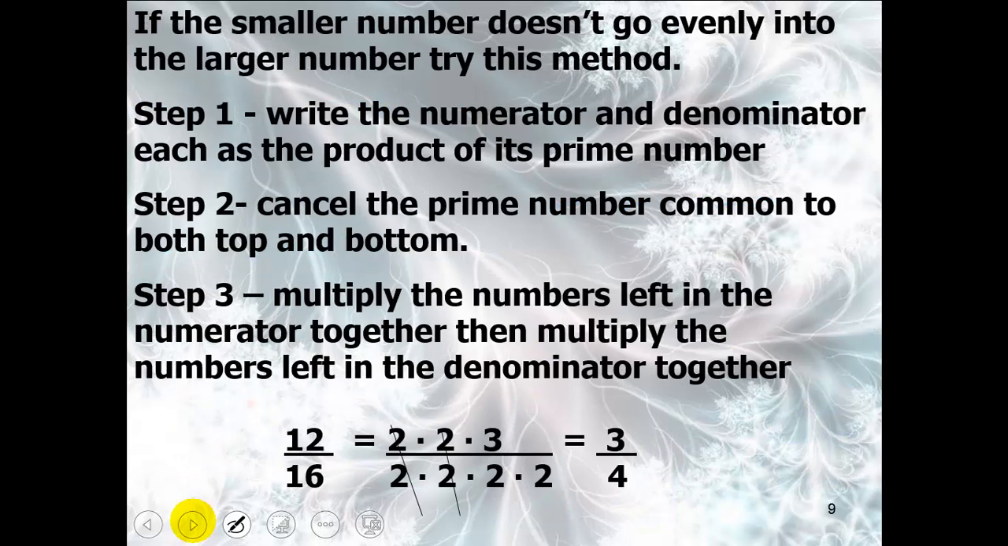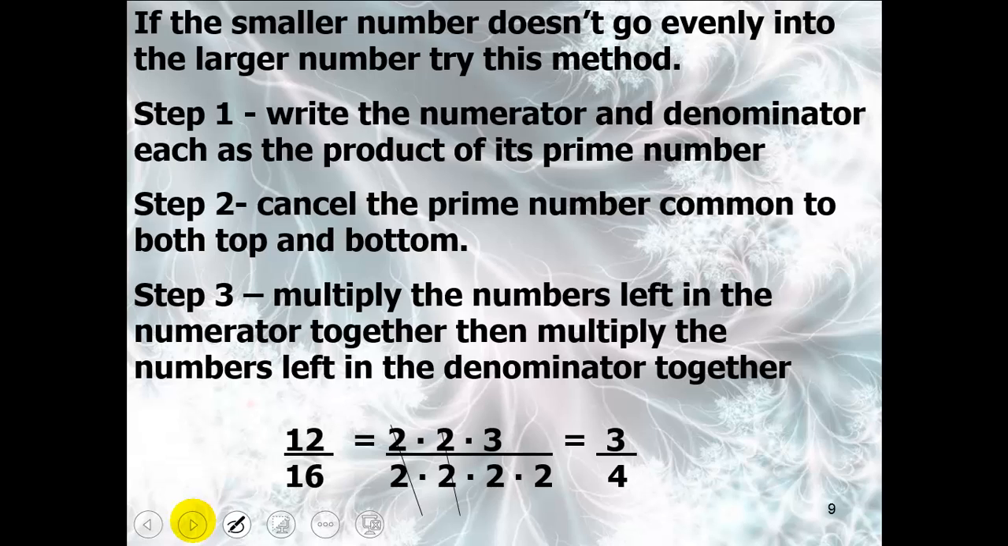What happens if the smaller number doesn't go evenly into the larger number? Well, here's another way that you can try and do this. You can write the numerator and the denominator each as a product of its primes. Then you're going to cancel common numbers that appear in both the top and the bottom. So if you have a 2 in the top and a 2 in the bottom, you can cancel that out. After you're done canceling, then you're going to multiply together any numbers that are left over in the numerator, and then multiply any numbers left over in the denominator.